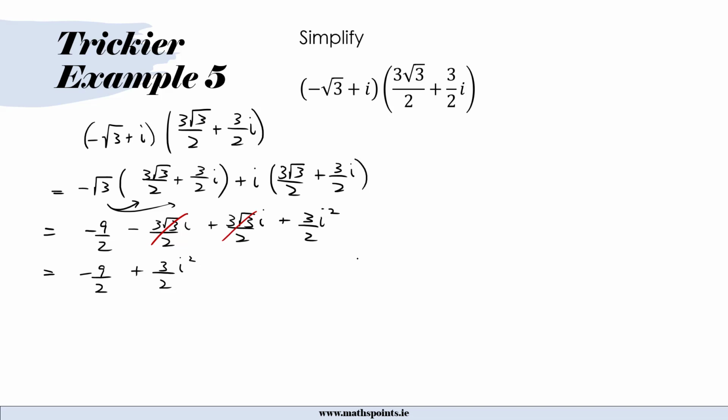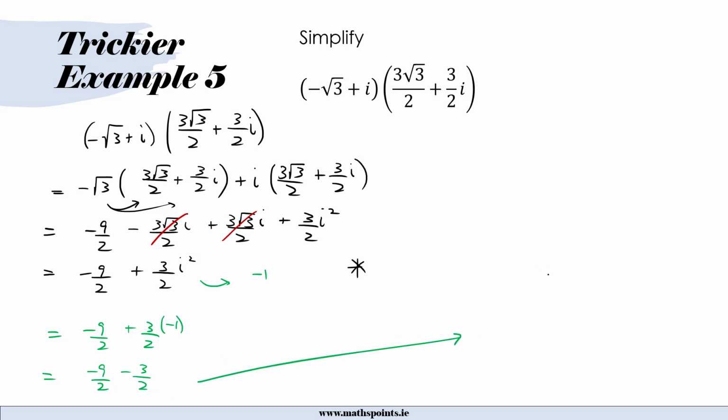And definitely that would be as far as we need to get to. If anyone got that far, they're obviously doing very well. We could then apply the rules of complex numbers and change the i squared into a minus 1. So that would be minus 9 over 2 plus 3 over 2 times minus 1, which would be minus 9 over 2 minus 3 over 2, which is minus 12 over 2, and minus 12 over 2 is minus 6.